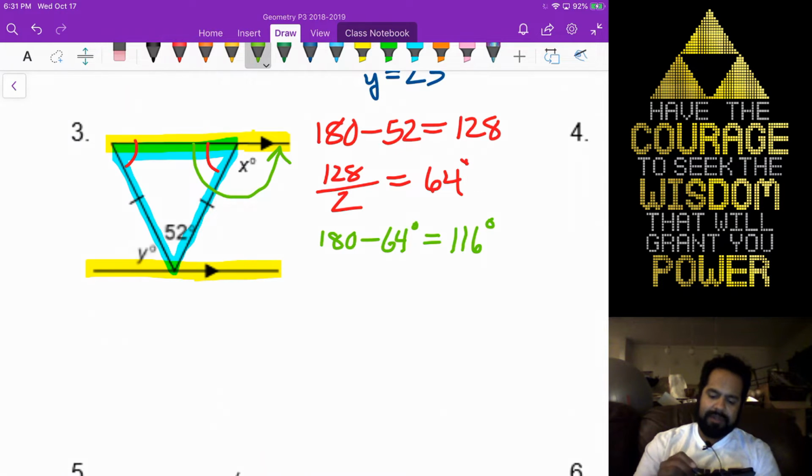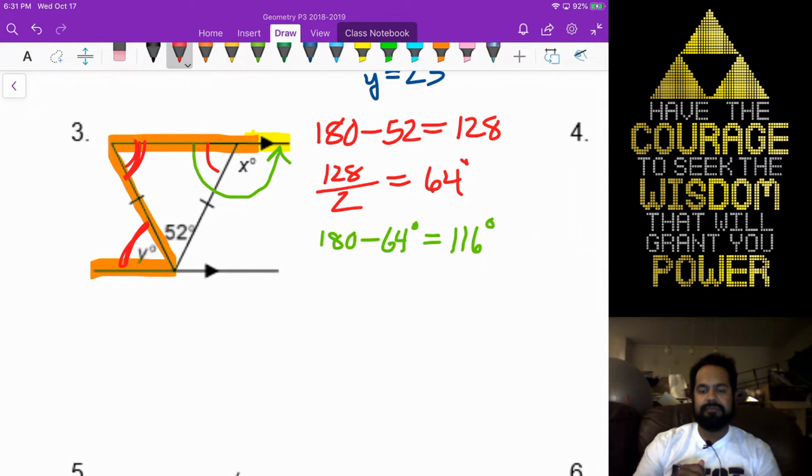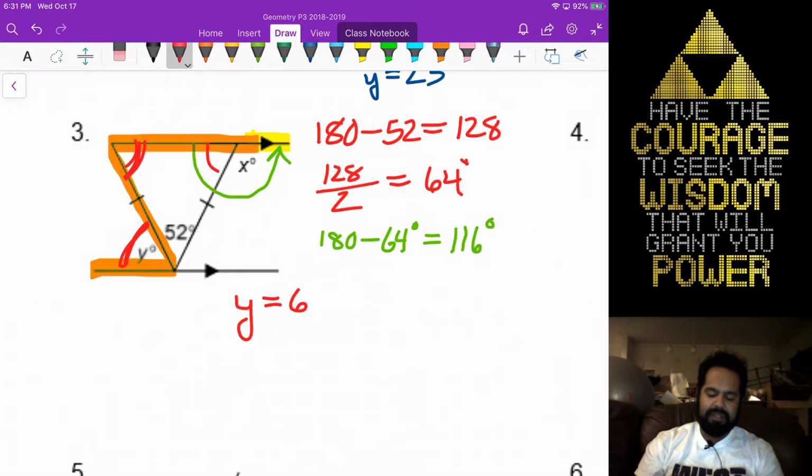Not a whole lot of work, because if I erase this for a second and look at the fact that my parallel lines form a letter Z here, that means that this angle here is congruent to this angle here. Well, how do I know they're congruent? They are alternate interior angles. So that means that if that angle was 64, angle y will also be 64.